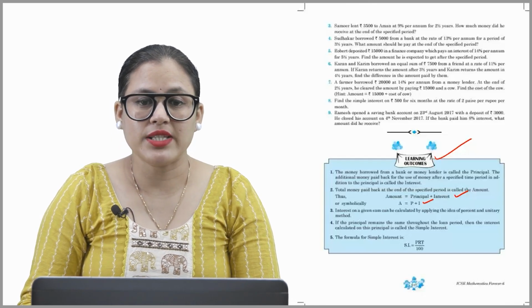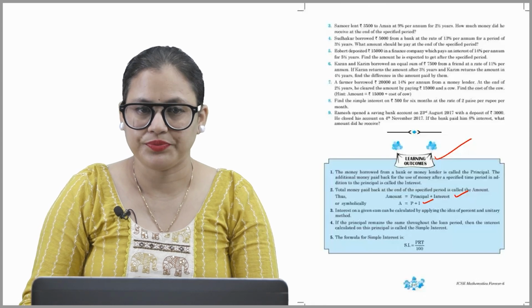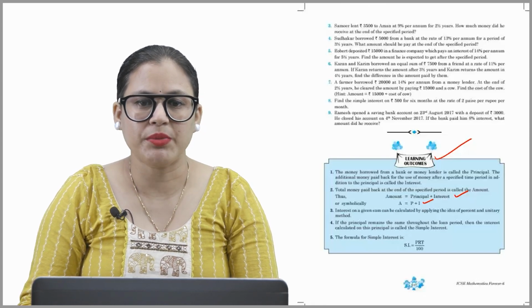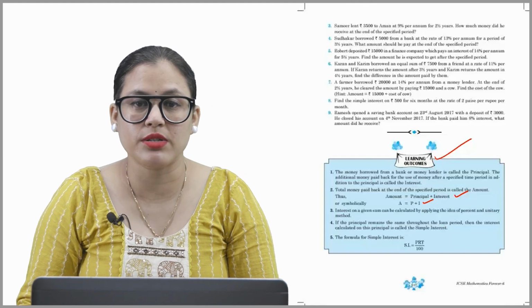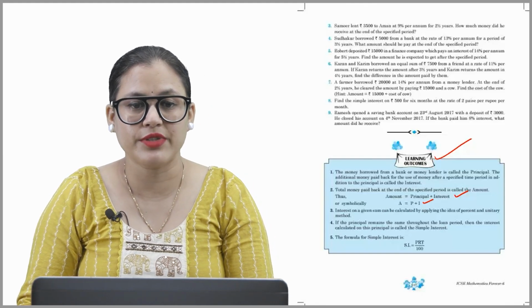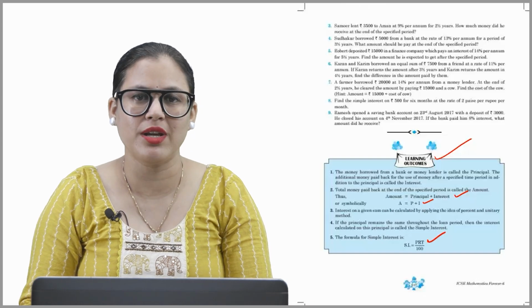3. Interest on a given sum can be calculated by applying the idea of percent and unitary method. 4. If the principal remains the same throughout the loan period, then the interest calculated on this principal is called the simple interest, and the formula for simple interest is SI is equal to P into R into T upon 100.